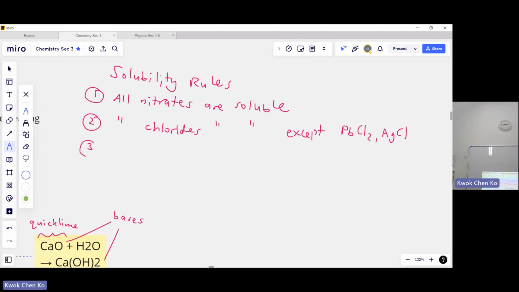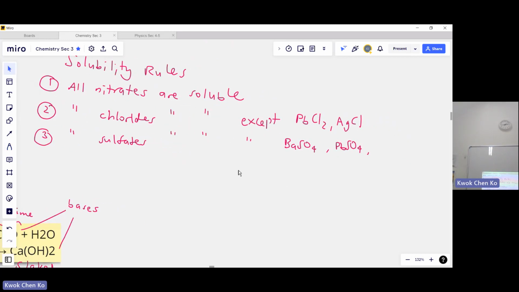All sulfates are soluble, except barium, which is 2 plus, and lead, 2 plus. But some schools also mention calcium. Calcium sulfate is not exactly very soluble either.